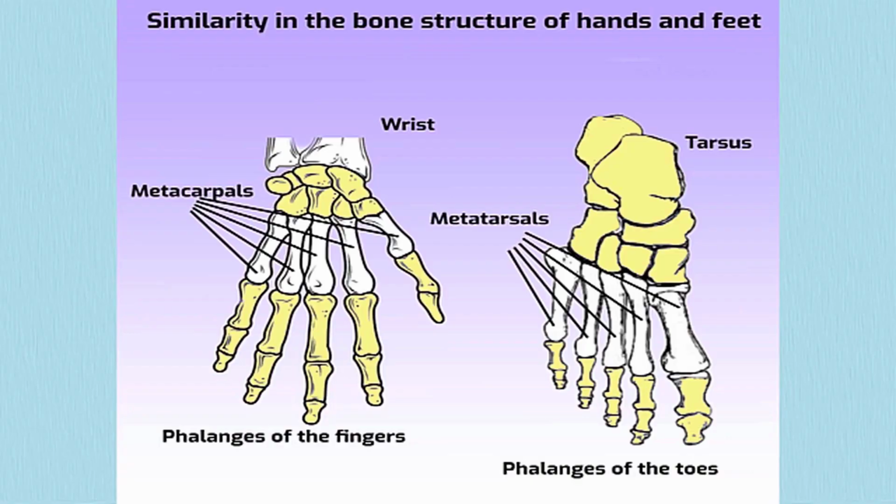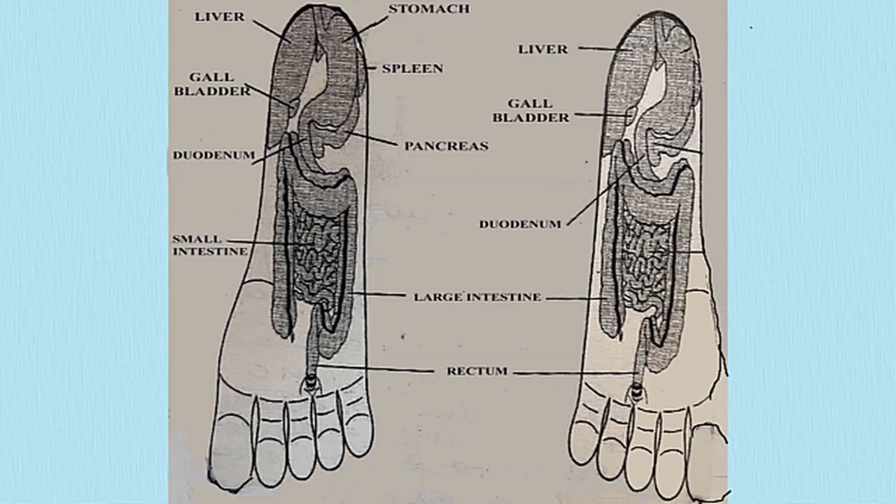So if you see the structure of bones in the foot and compare it to the structure of bones in the hand, then we realize that the structure of bones is the same in hand and foot. That is why Professor confirmed that if the hand is similar to the human body, then the foot is also similar to the human body. That is why the name Sujok.